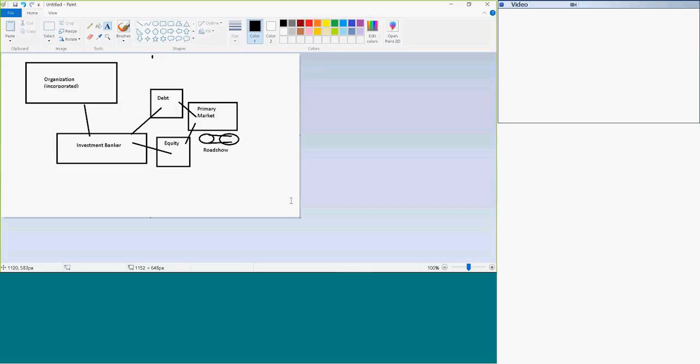So one of the things that bankers get paid for is the company comes in and says, I want to raise money. The bank sits down and does his financial valuation, which we'll go through preliminarily.